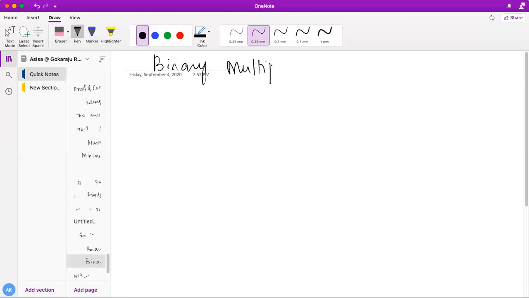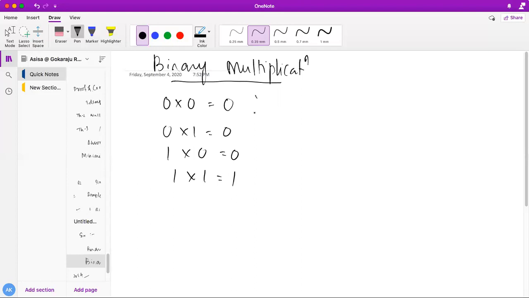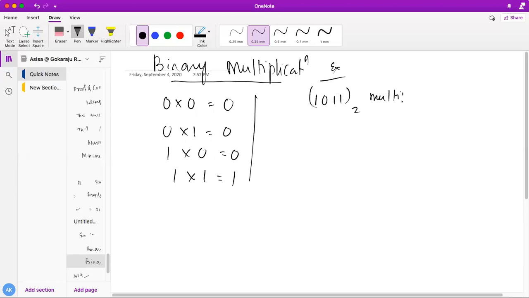In binary multiplication, you are going to multiply one binary number with another binary number. Obviously there are also certain rules you can follow, very simple rules. 0 multiply 0 is 0, 0 multiply with 1 is 0, 1 multiply 0 is 0, 1 multiply with 1 is 1. These are the particular rules. With the help of these rules and the addition rules we have seen, we can perform the multiplication. So let's do one example, 1011 base 2 multiply with 111 base 2.